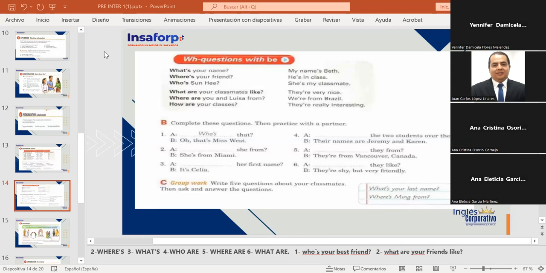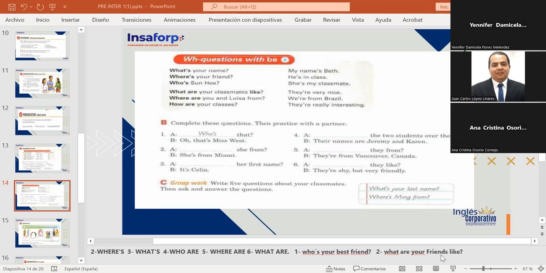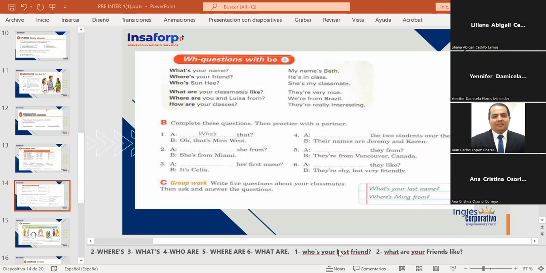Ah, okay. The instructions are to write one sentence or two sentences, one in singular and another in plural, using what, where, whose, what are, or how are. Okay, aquí escribí dos ejemplos.